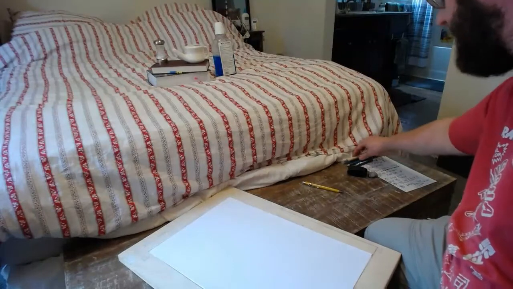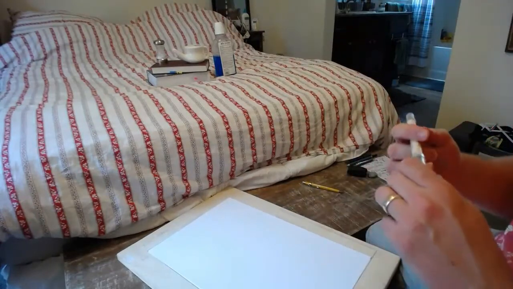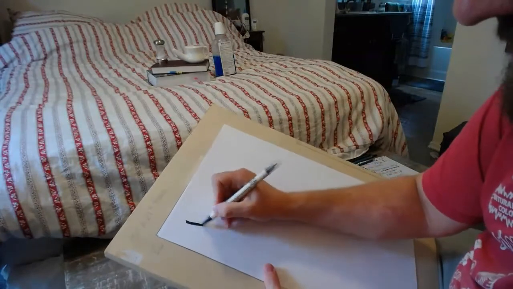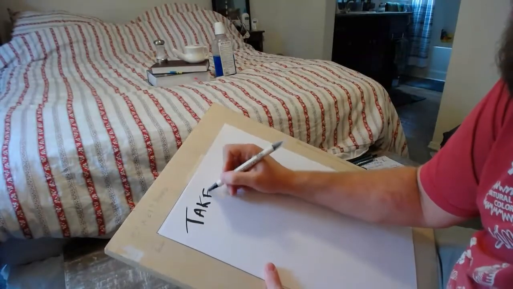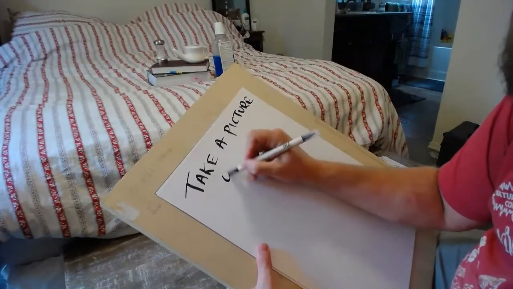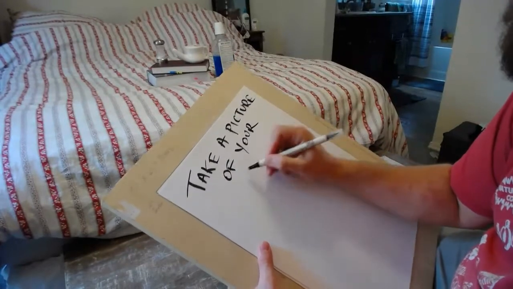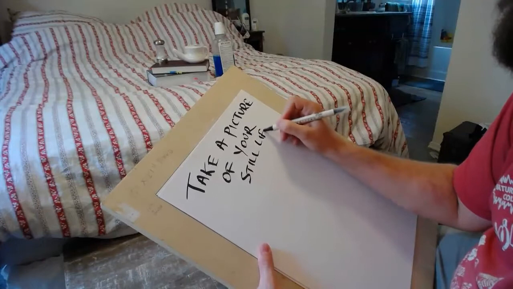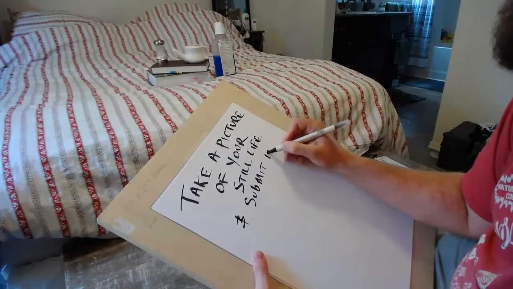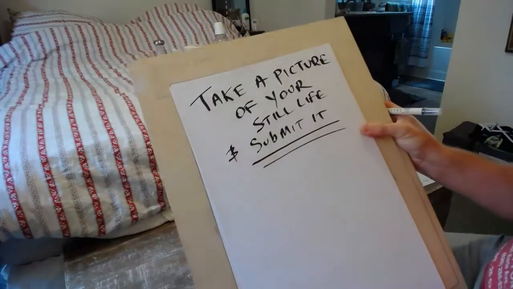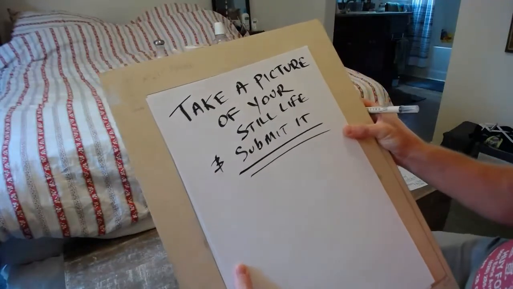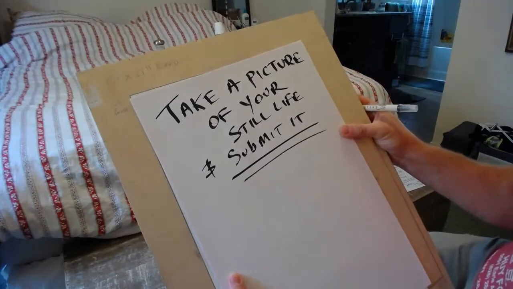One thing right off the bat that I've been noticing is missing, I asked for it but it's maybe not clear to you, is you need to take a picture of your still life and submit it. Take a picture of your still life and submit it with your assignment. Okay? Why? Because if I can't see what you're looking at, it's hard for me to give you feedback.